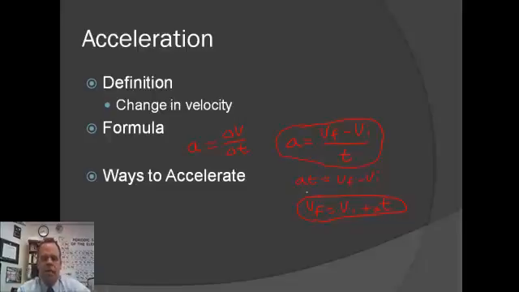Because acceleration is any change in velocity, so any change in speed or direction, you can accelerate by speeding up, slowing down, or changing direction. So your car actually has 3 accelerators in the car: the gas pedal to speed up, the brake to slow down, or the steering wheel to change direction.